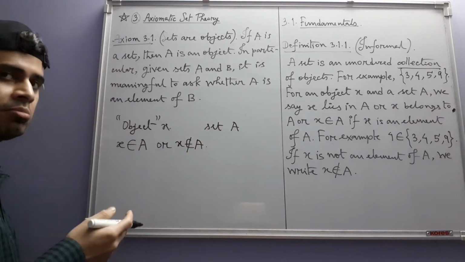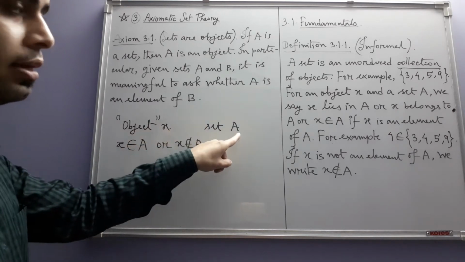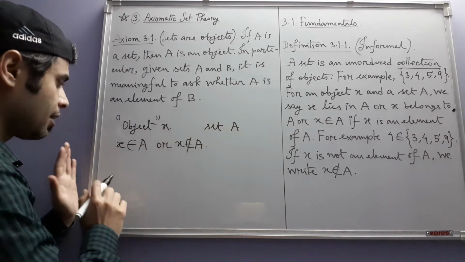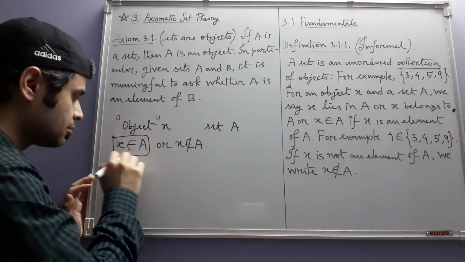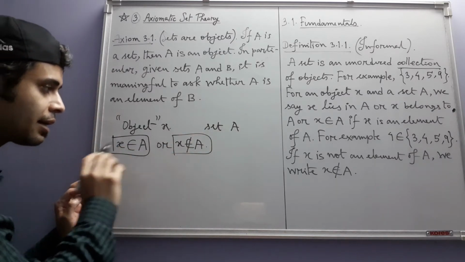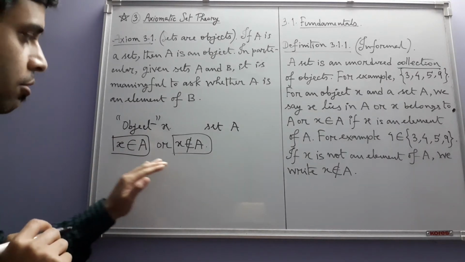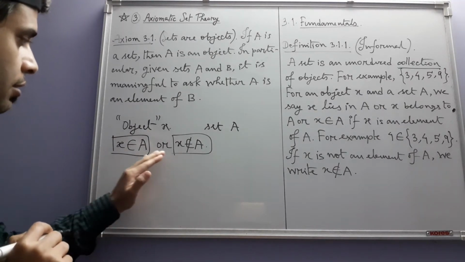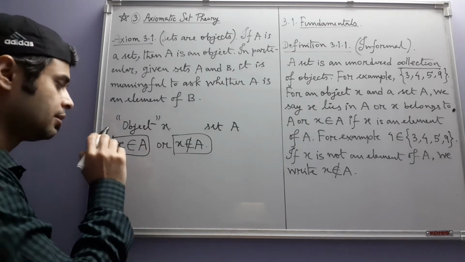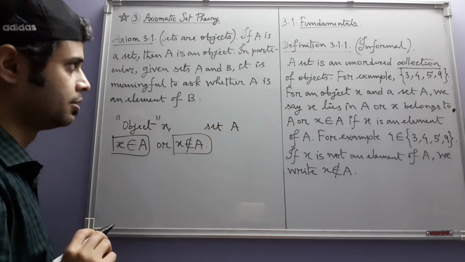So what I mean by that is this: if I am given an object, any object whatsoever, and any set A, then I am allowed to ask whether this is true or this is true. And the assumption is that exactly one of them has to be true. They of course cannot both be true. Also, it's not the case that neither of them is true. Exactly one has to be true, and this is when we are given an object and a set.